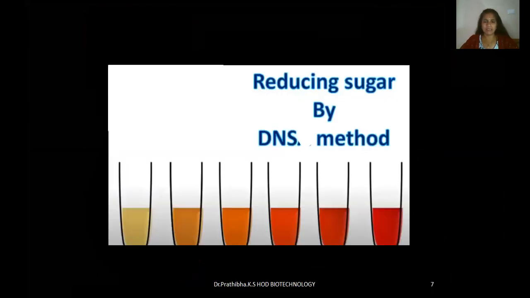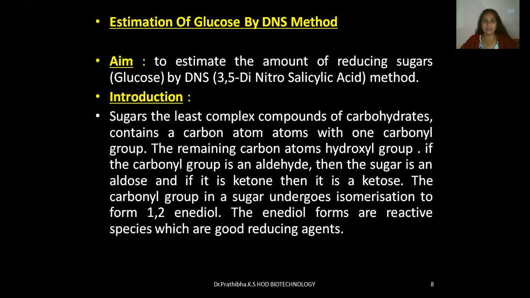Now let us go through the estimation of reducing sugar glucose by DNS method. In biochemistry, we can estimate proteins, carbohydrates, amino acids, etc. biomolecules by using quantitative estimation. Today you are going to understand quantitative analysis through the colorimetry method. Based on the color development, we are going to measure the amount of the biomolecules present in that particular sample. So one experiment here is estimation of glucose by DNS method.